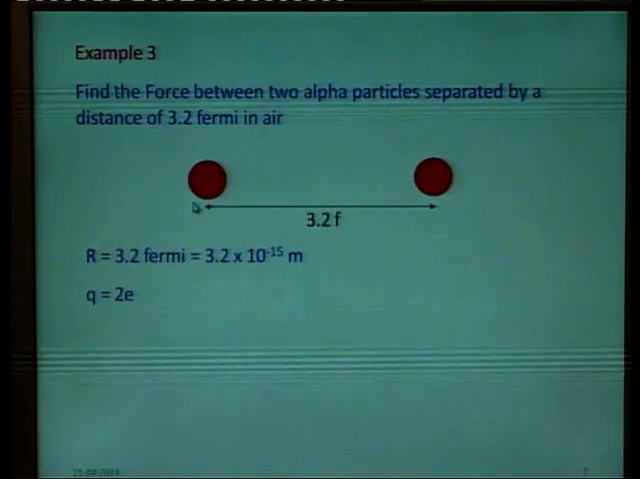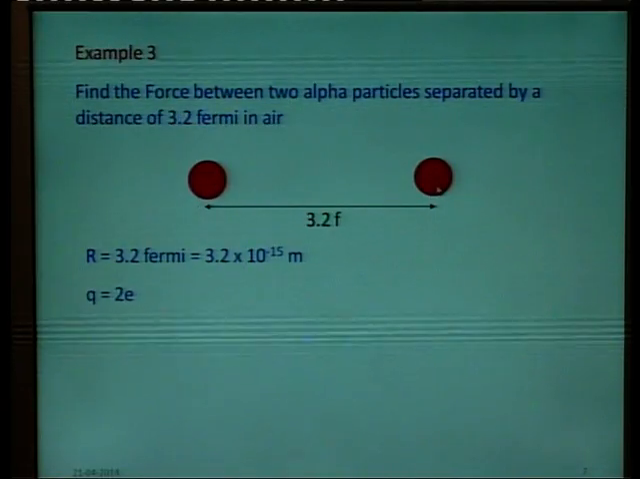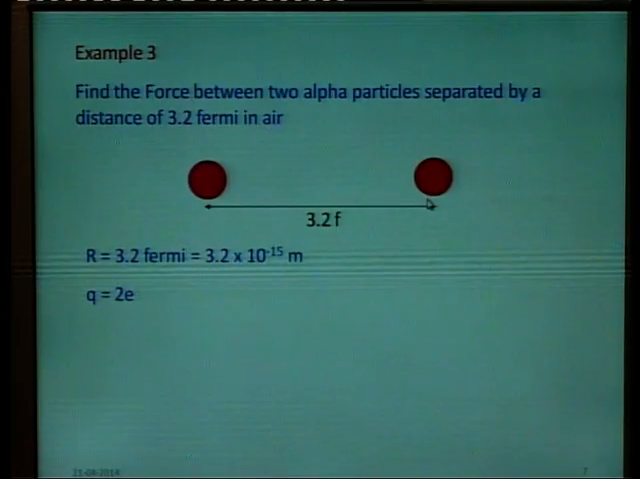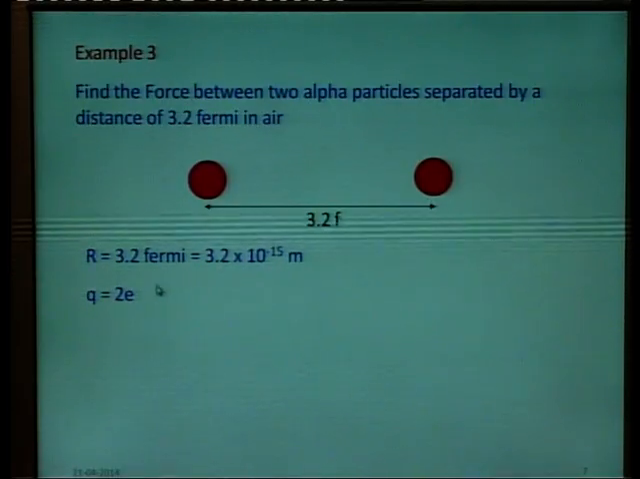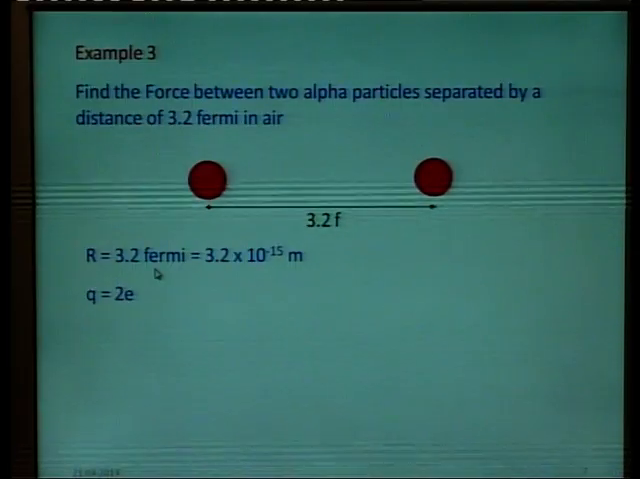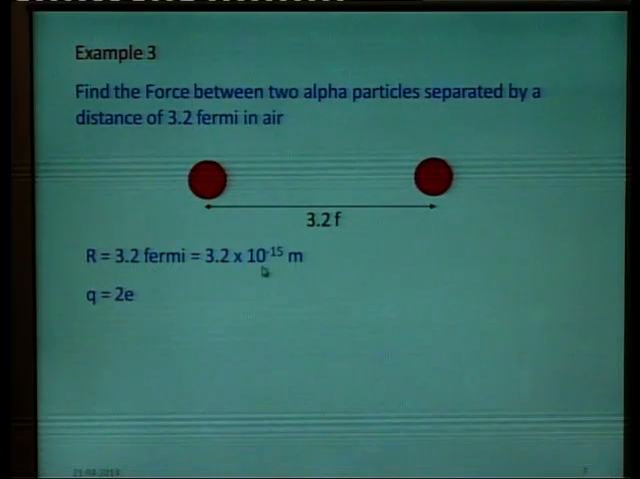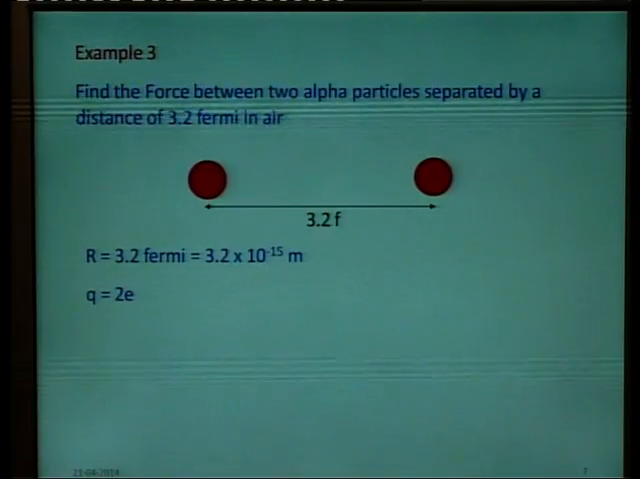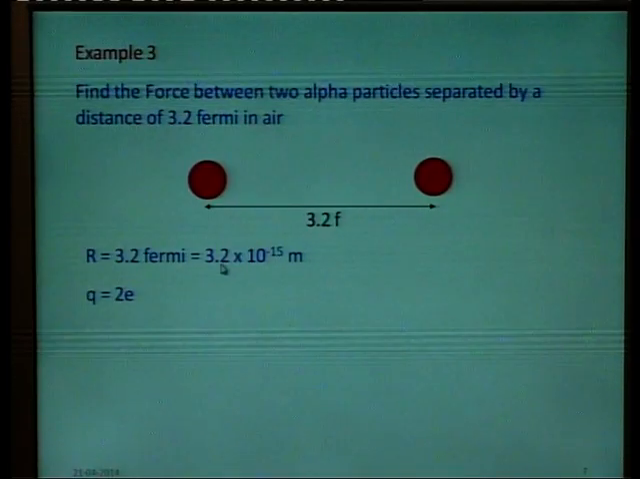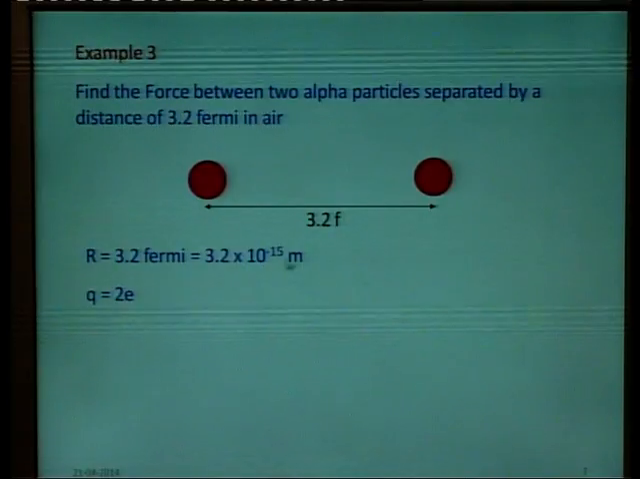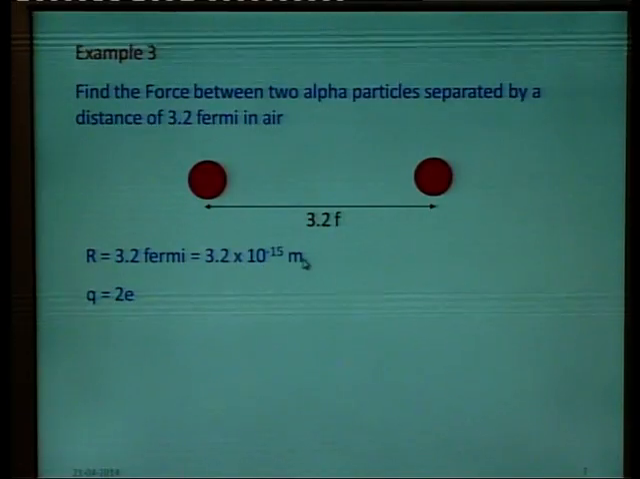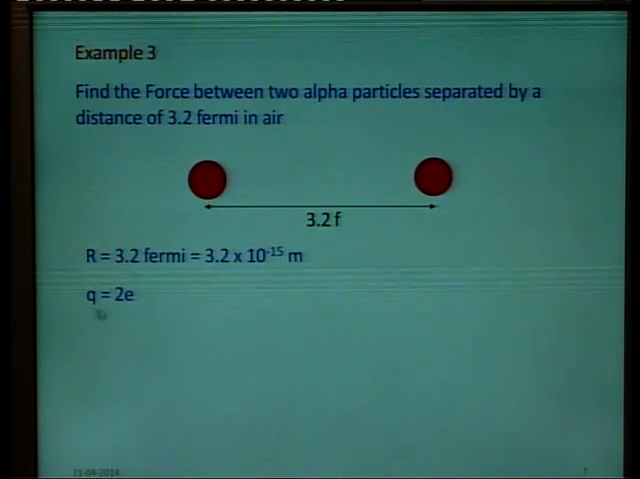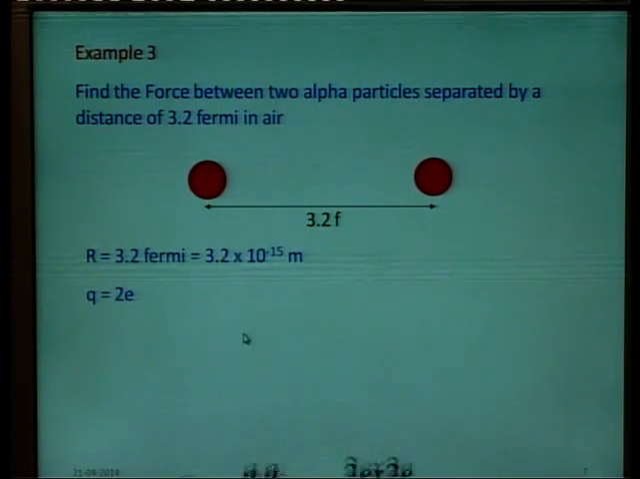Both alpha particles have a charge of 2e. The distance between the two, as the problem reads, is 3.2 Fermi. And remember, 1 Fermi is equal to 10 to the power minus 15 meters. So, the distance becomes 3.2 into 10 to the power minus 15 meters. As these are alpha particles, the charge on an alpha particle is 2e.